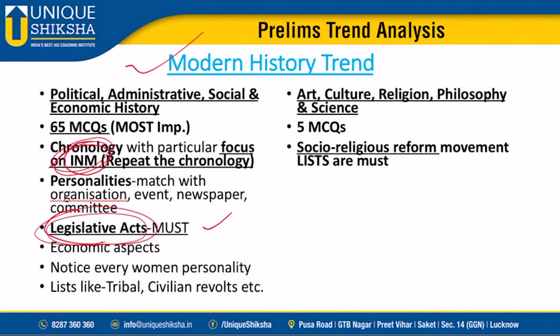Its art and culture is not that important, but the legislative acts as well as the Indian national movement, and lists like that of Congress presidents and sessions, the list of social and religious reform organizations, as well as that of newspapers, you need to read those lists very carefully. A direct question can be asked from there, and it is quite common. Just based on these lists, you can eliminate many options, or even a direct question can be solved.